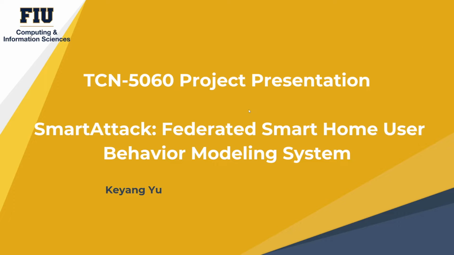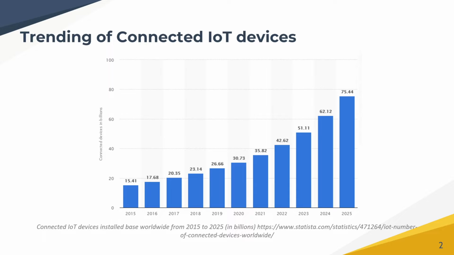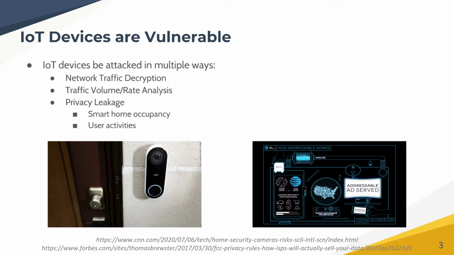Today I'm going to present my final project, the Federated Smart Home User Behavior Modeling System. At the beginning, we can see some of the trend. From this graph, we can see that connected IoT devices have had a 5 times increase over the past 10 years. And still, IoT devices are vulnerable to various kinds of attack, including network traffic decryption or traffic volume or traffic rate analysis, and it will present many kinds of privacy leakage, including the smart home occupancy and also the user activities within the smart home.